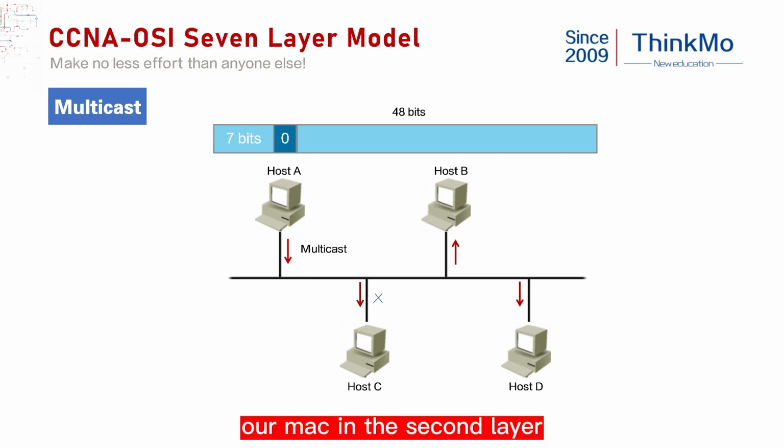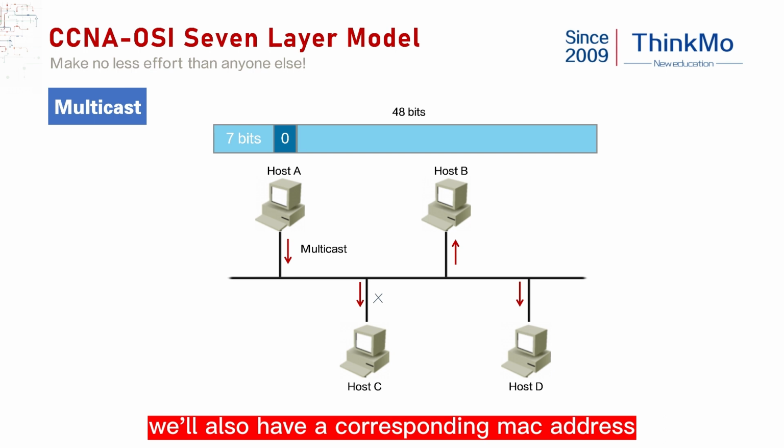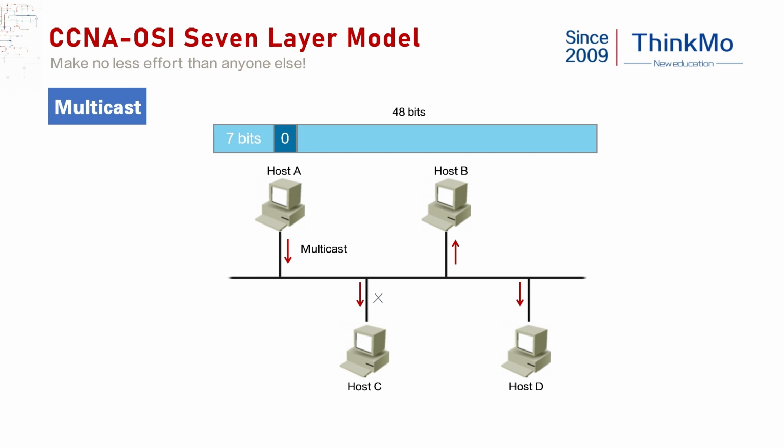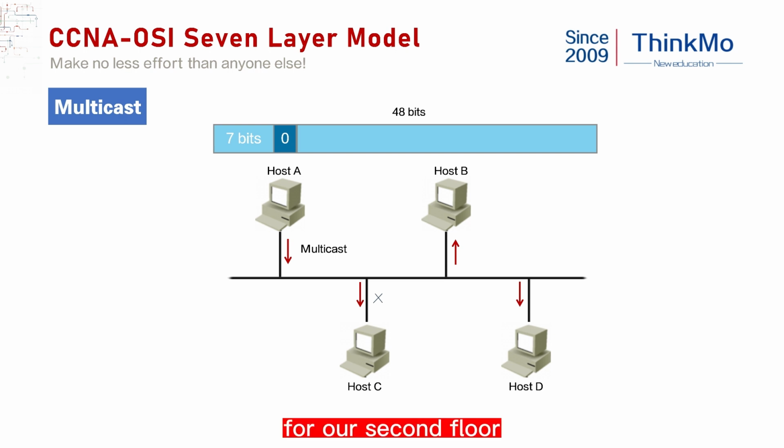224.0.0.5. Our MAC in the second layer will also have a corresponding MAC address. If you are interested, you can check it out in private. But I usually remember 3 layers. For our second layer, what does such a multicast mean?